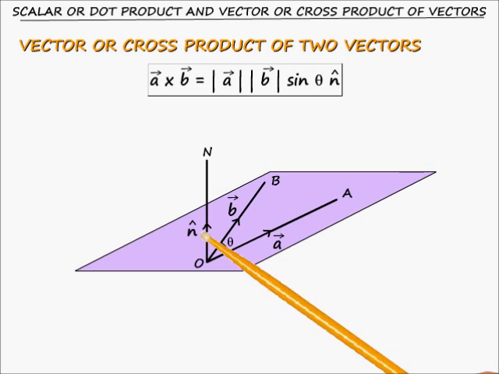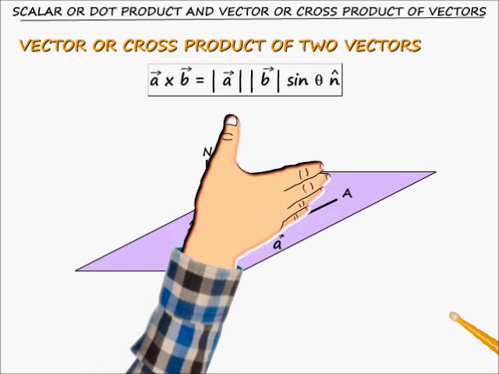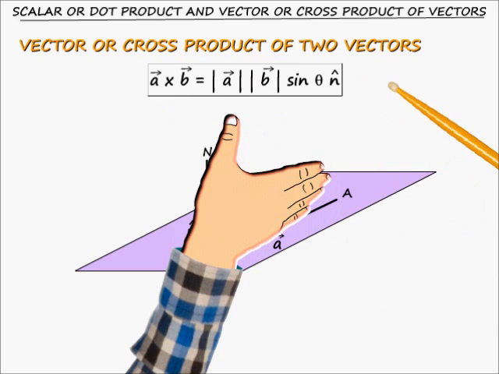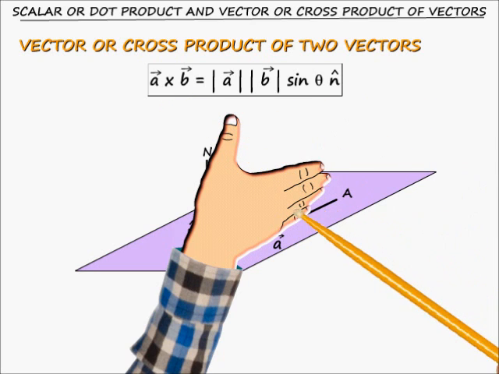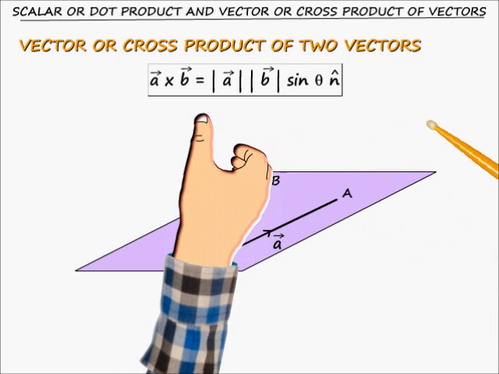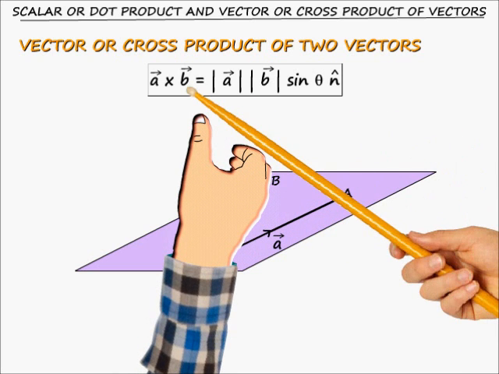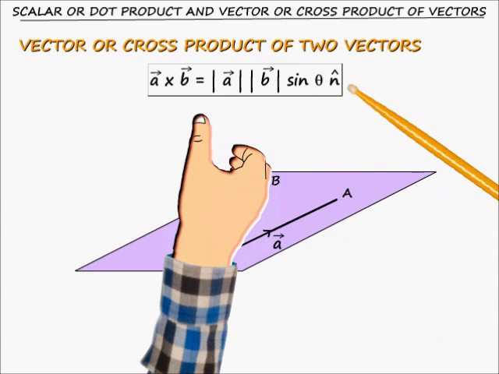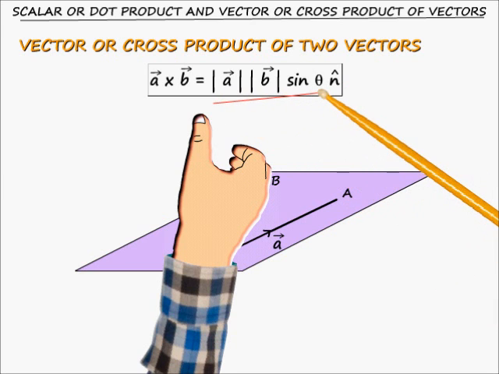By right-handed system, we mean that if we keep our right hand on the vector written on the left-hand side of the cross sign, that is vector A, in such a way that we may curl our fingers other than the thumb towards the vector written on the right-hand side of the cross sign, that is vector B, then the thumb points in the direction of vector n cap. The magnitude of the cross product vector is equal to this.